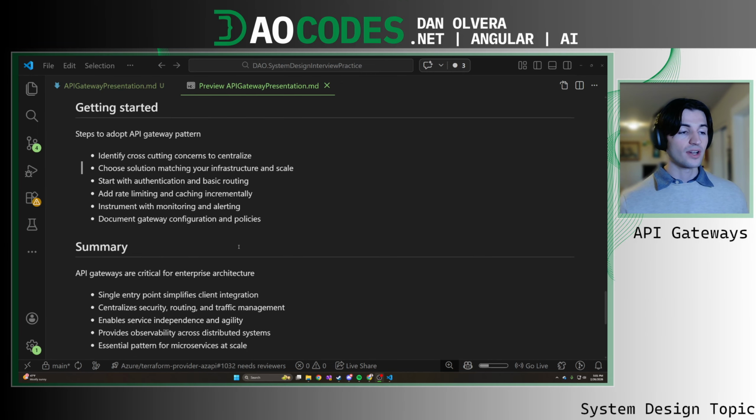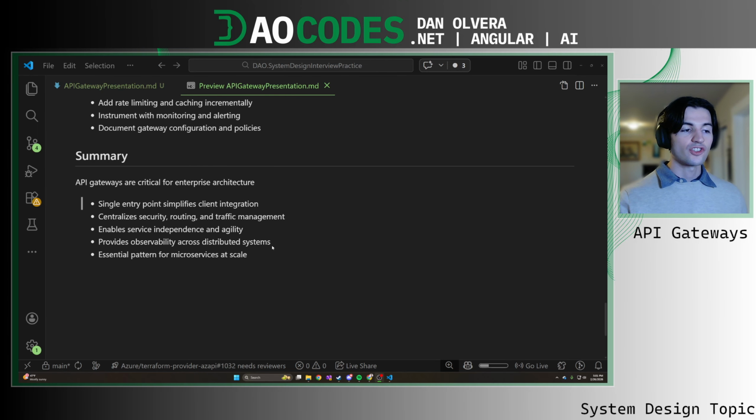So some of those great steps to, oh, I need to adopt this, or when you're in an interview question, they say, oh, well, what are the purposes? Why would you want to adopt this? These are the great ones, right? Authentication and basic routing, rate limiting, caching, instrumenting. All these things are really good.